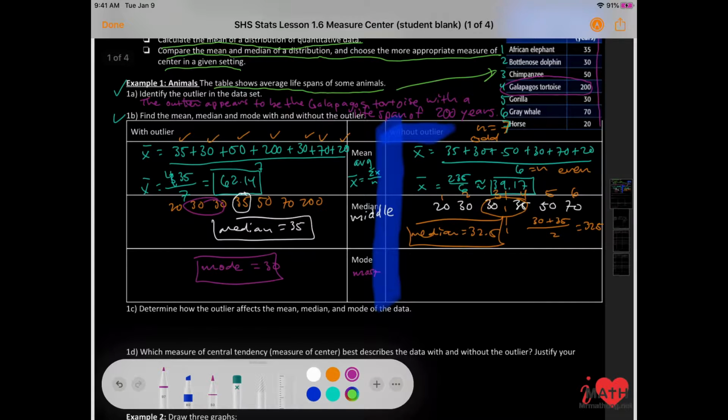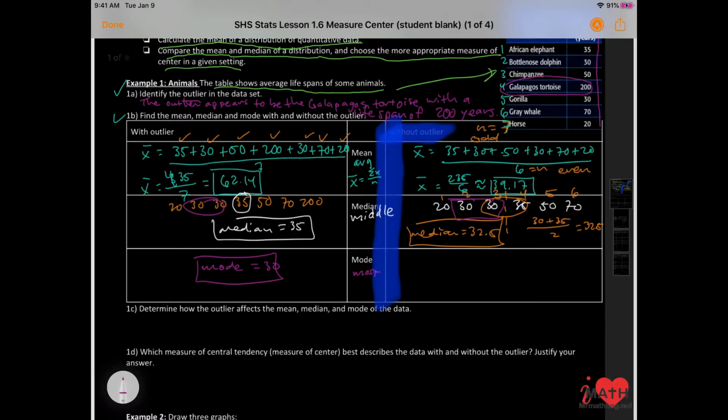And then the last one, what happens to the mode? The mode is still 30.